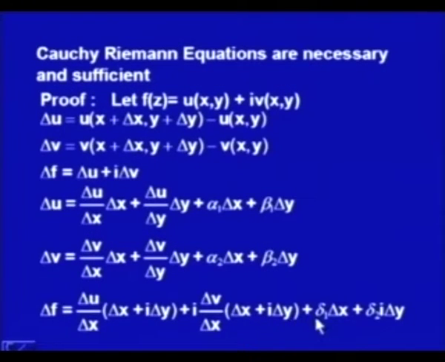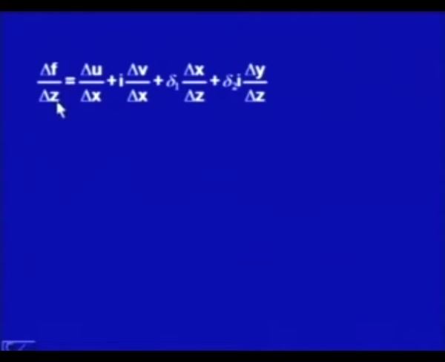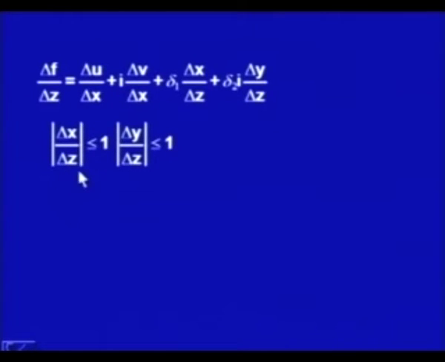X plus I delta y plus delta 1 delta x plus delta 2 times I delta y. So, this is nothing but delta z. So, this delta f by delta z is nothing but delta u by delta x plus I times delta v by delta x plus delta 1 times delta x by delta z plus delta 2 I delta y by delta z. And since delta x by delta z, what is delta z? Delta z square is delta x square plus delta y square. So, delta x is always smaller than delta z, and that is why modulus of delta x by delta z is less than or equal to 1.